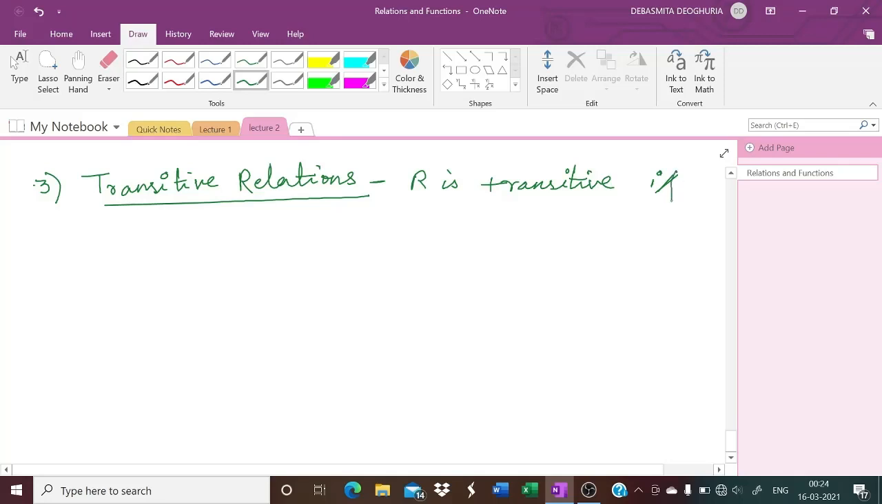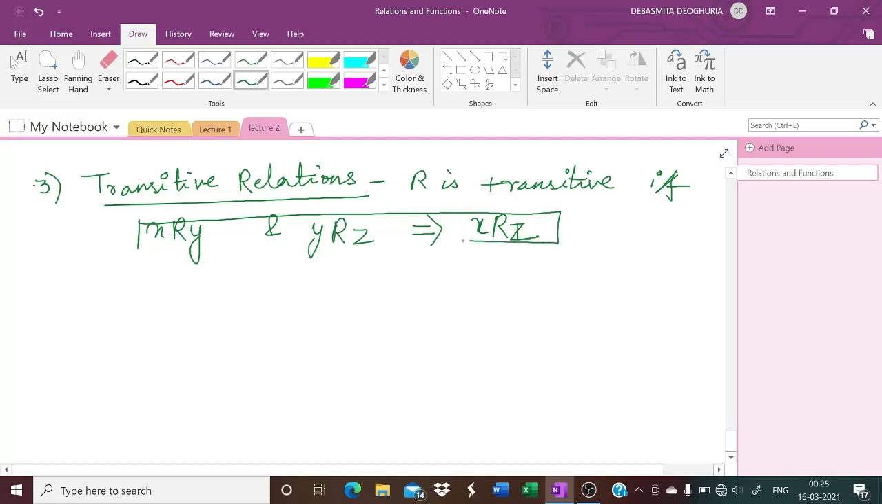What does that mean? If x is related to y and y is related to z, it implies x is related to z. Okay, if this condition happens for all (x, y) and (y, z) belonging to R, then my relation would be transitive.